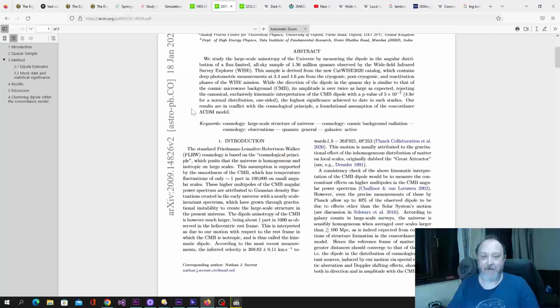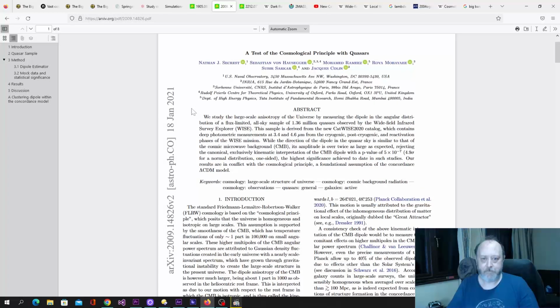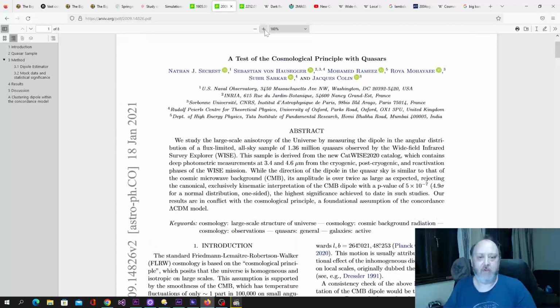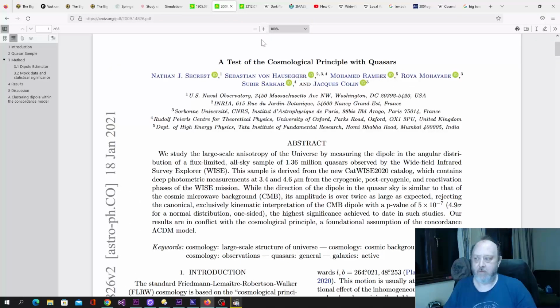That puts things into context. But for this paper, let's go through it. Abstract. We studied the large-scale anisotropies. Let me just increase the resolution on this so we can read it better.